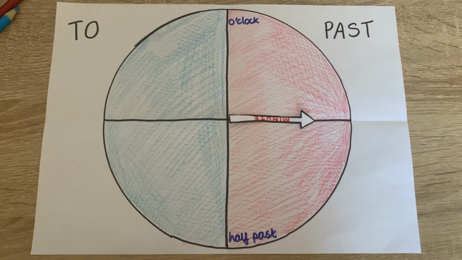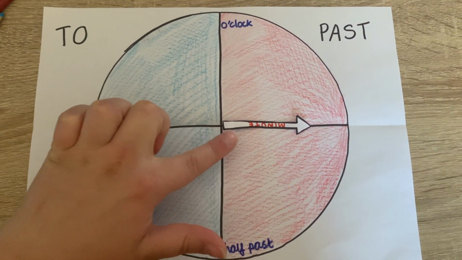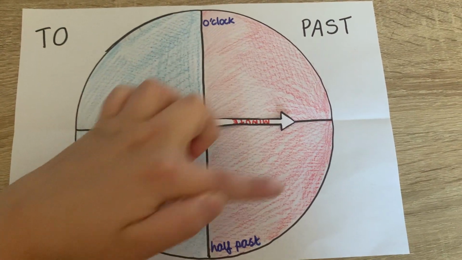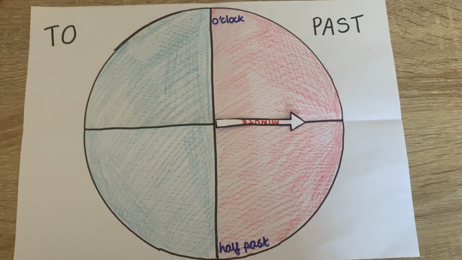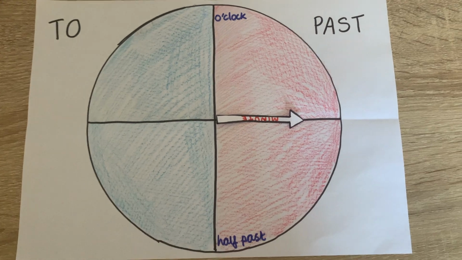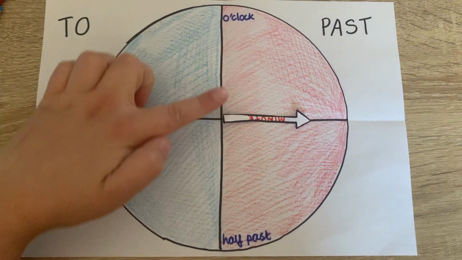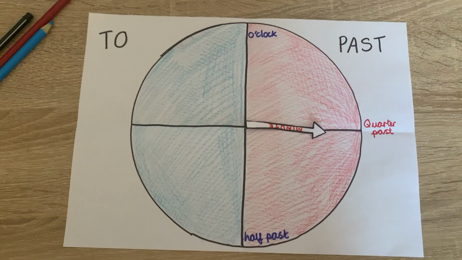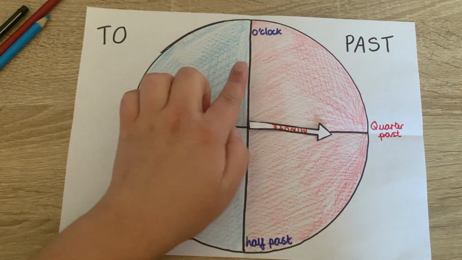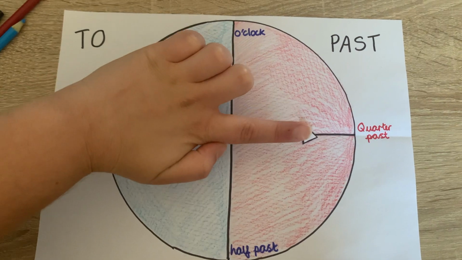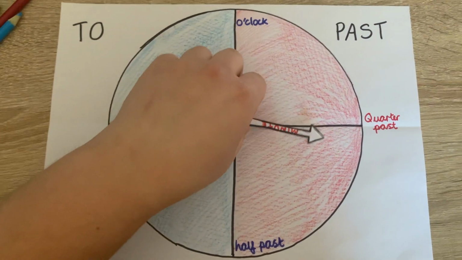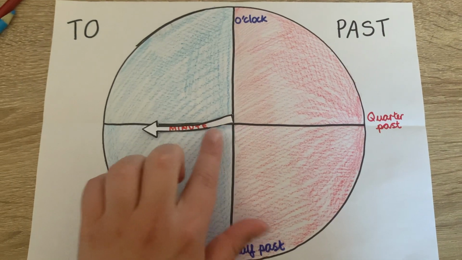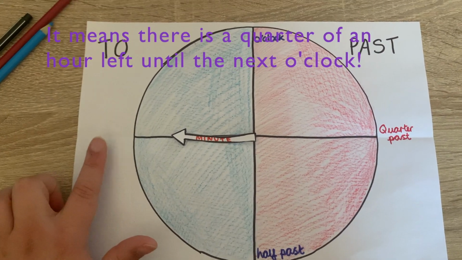So looking at our minute hand first, if our minute hand is pointing to the right on our past side of the clock, what do you think we would call that? That would be quarter past. It's quarter past because the minute hand has moved a quarter of the way around the clock face. Now what happens if our minute hand points to the opposite side? This would be quarter to.